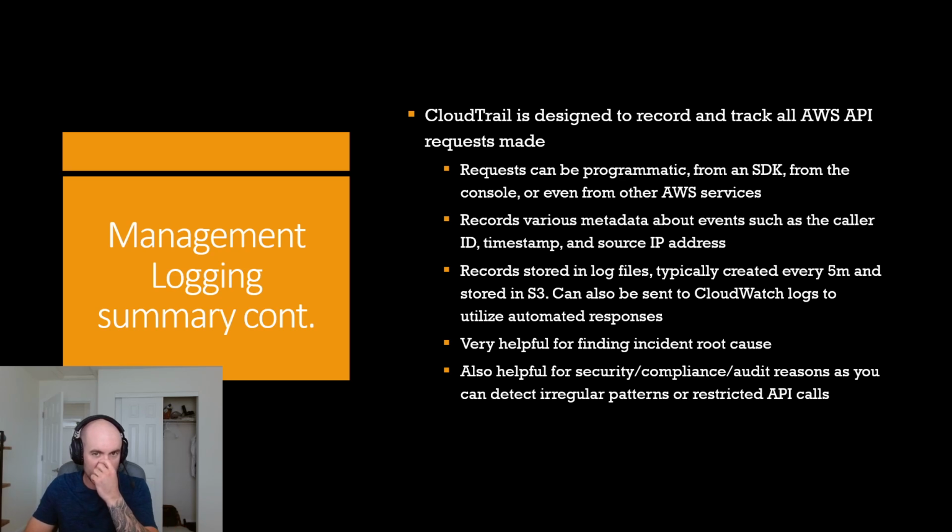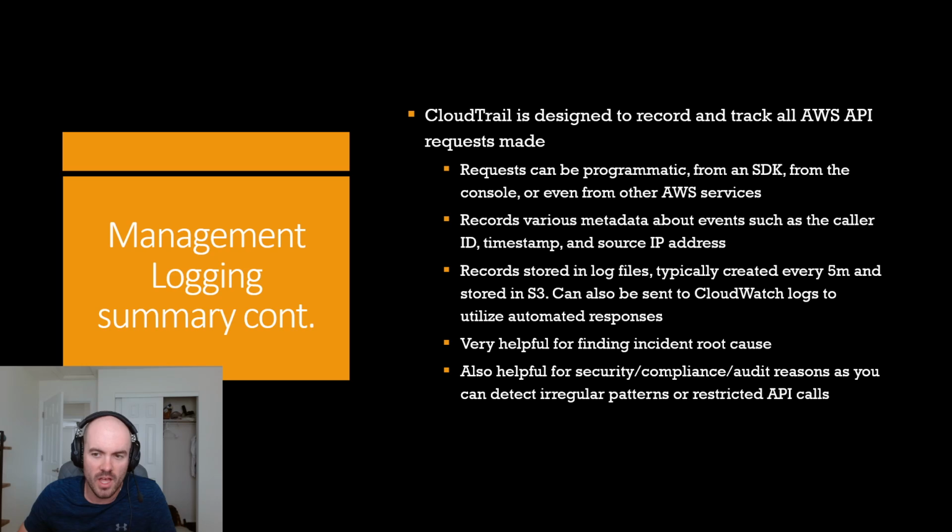All right. So CloudTrail, on the other hand, is designed to record and track all AWS API requests that are made. Okay, and these are not necessarily just programmatic requests. Of course, that can be the case, but they can also come from SDKs or even from the console or even from other AWS services. Okay? CloudTrail records various metadata about events, such as the caller of the request's ID, the timestamp that it occurred, and the source IP address where it actually came from.